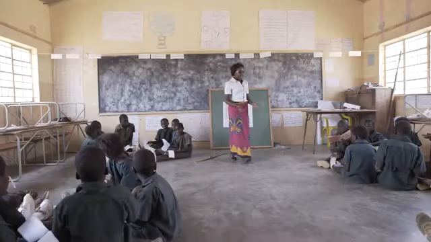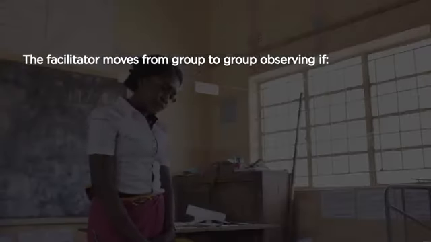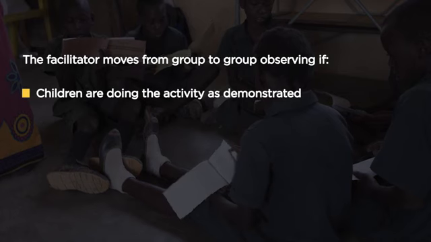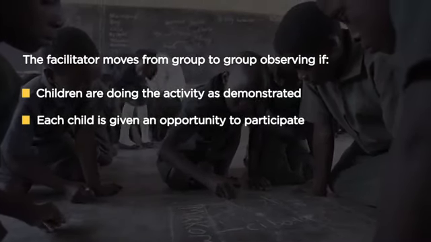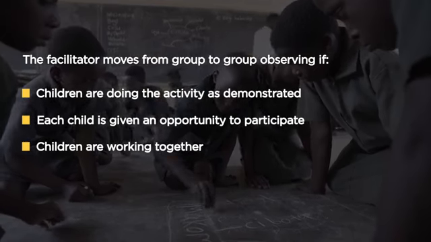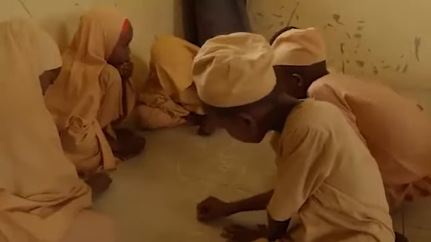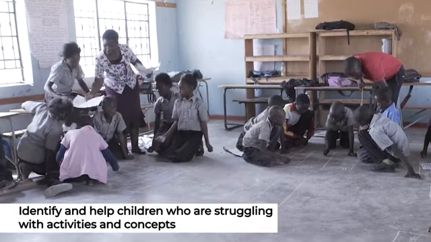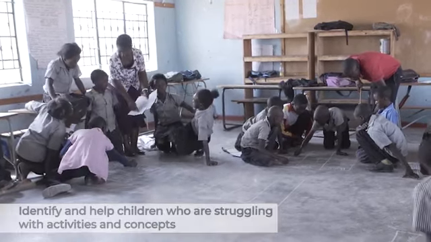During small group activities, the facilitator moves from group to group observing, first, if children are doing the activity as demonstrated. Second, if each child has been given an opportunity to participate. Third, if children are working together. And finally, if group leaders are assisting group members. They also help to identify and help children who are struggling with activities and with understanding basic concepts.